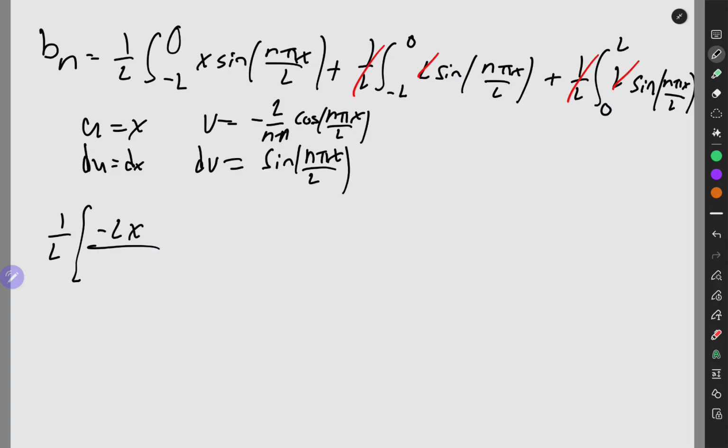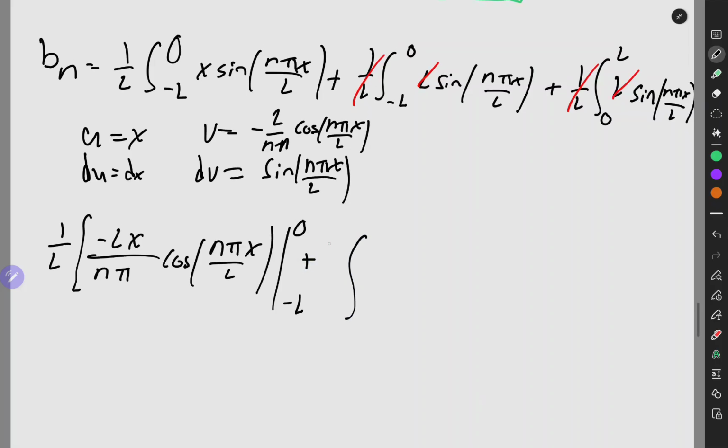This coefficient, a negative Lx over n pi times cosine n pi x over L. That's our UV integrated, over negative L to 0, minus the integral. I'm going to pull out that negative L over n pi. We're just left with this times dx.